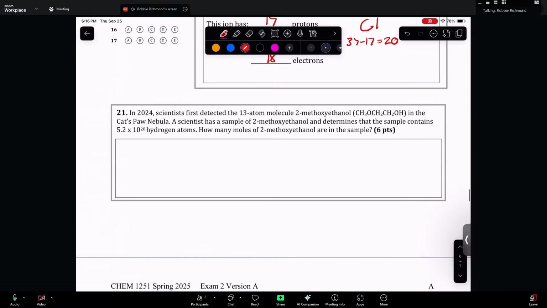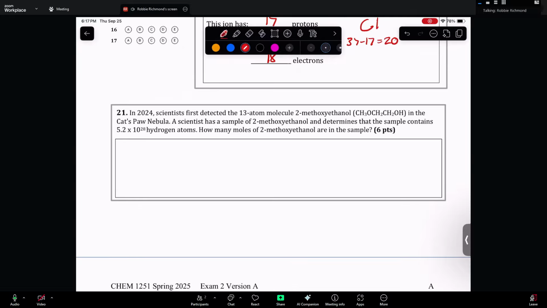Question 21. In 2024, scientists first detected the 13-atom molecule 2-methoxyethanol, that's the formula given there, in the Cat's Paw Nebula. A scientist has a sample of 2-methoxyethanol and determines that the sample contains 5.2 times 10 to the 28 hydrogen atoms. How many moles of 2-methoxyethanol are in a sample?